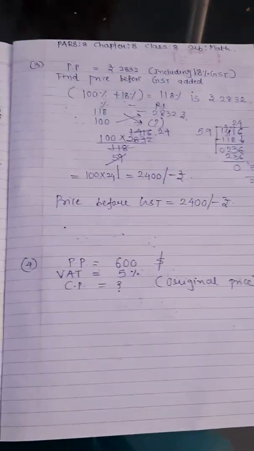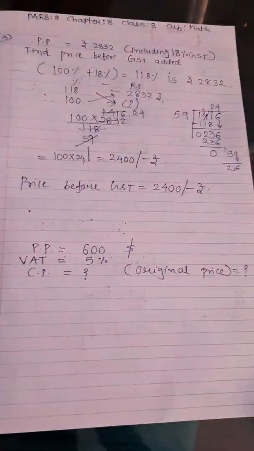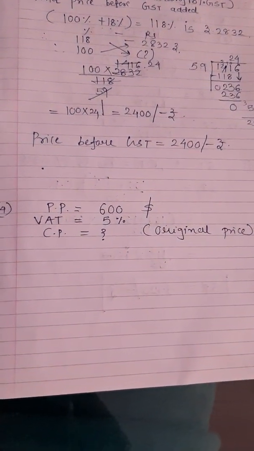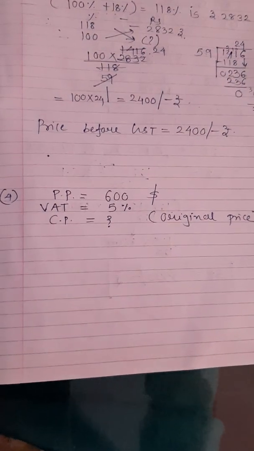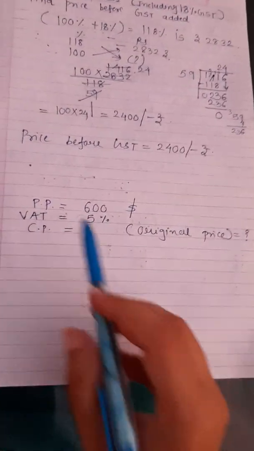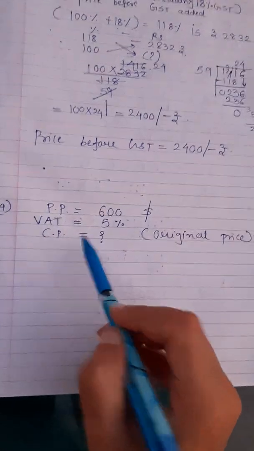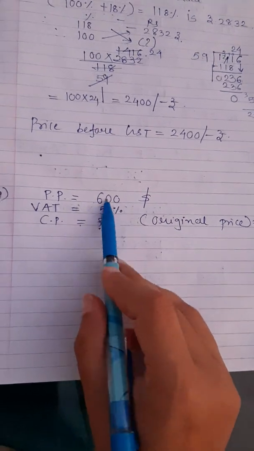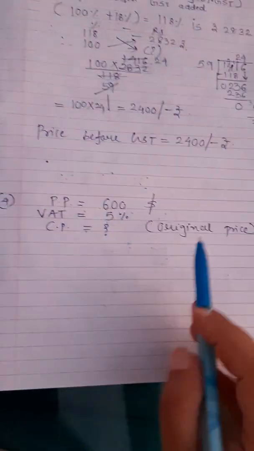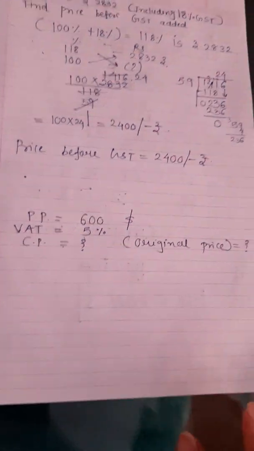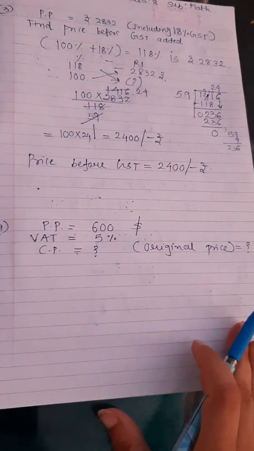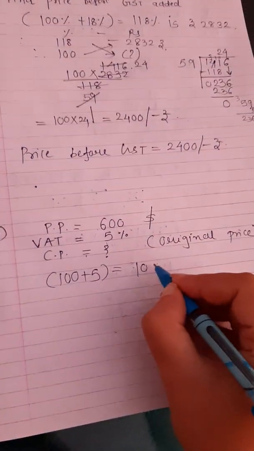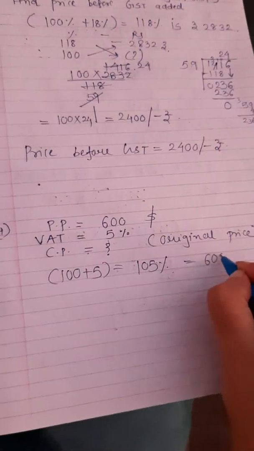You might have seen the bills these days. The GST is included, VAT is included, service tax is included. So VAT is 5%. What will be the cost? Purchase price is 600, and the 5% VAT is already there in this. So what will be the actual cost price? So this price is including your tax. So again, that is 100 plus 5, that is 105% is equal to 600 rupees.